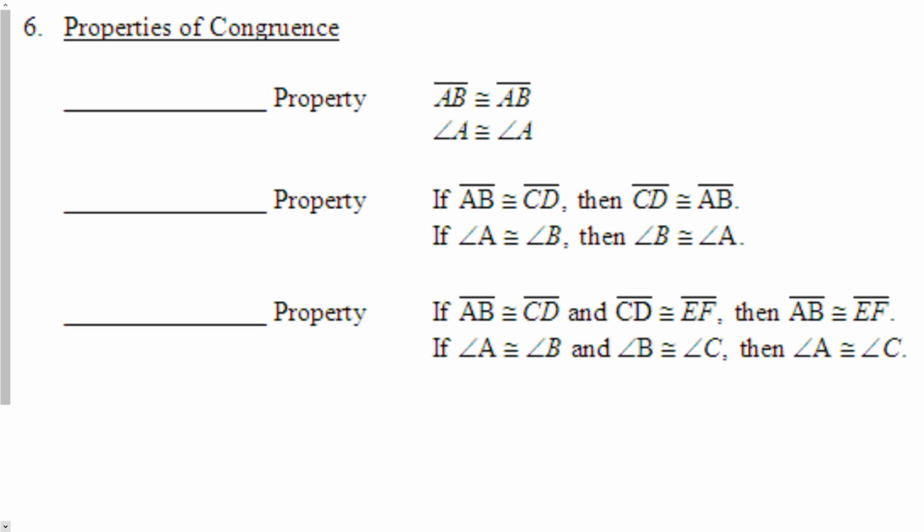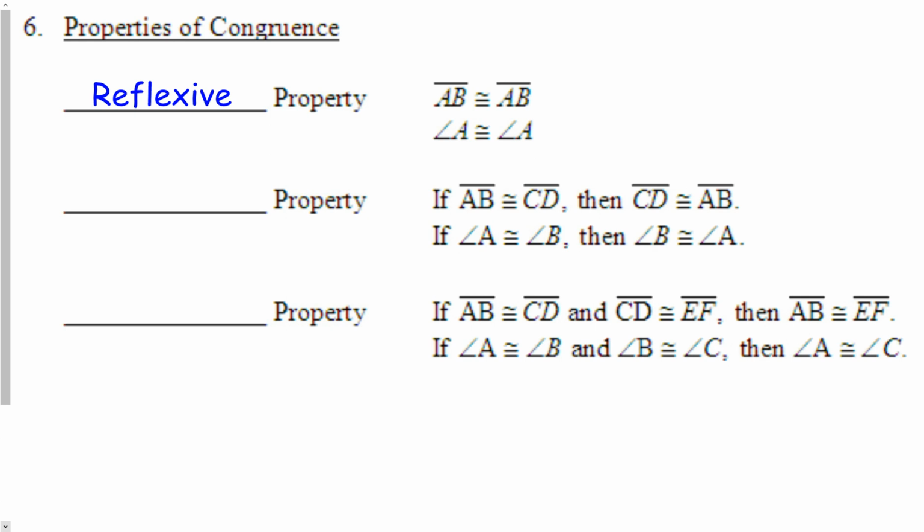So lastly, we talked about a bunch of properties of equality before. If you look back at the front of your paper, you'll notice they all have equal signs in them in the examples. We also have properties of congruence. And some of these are the same as some of those properties of equality.